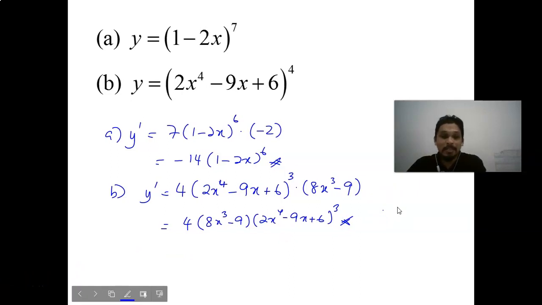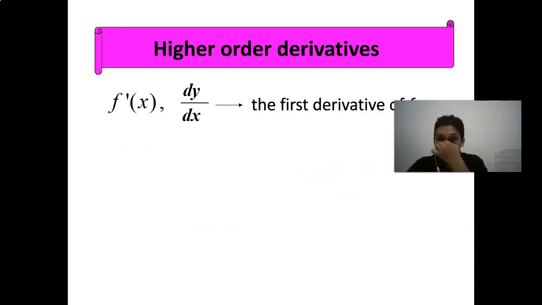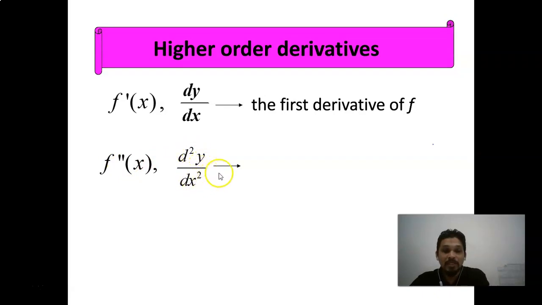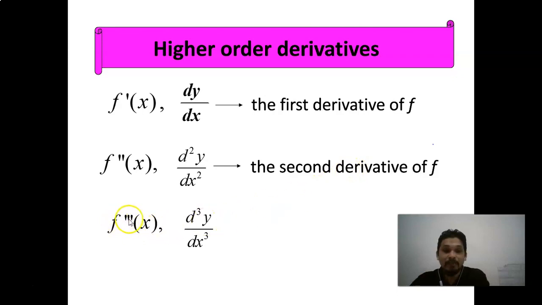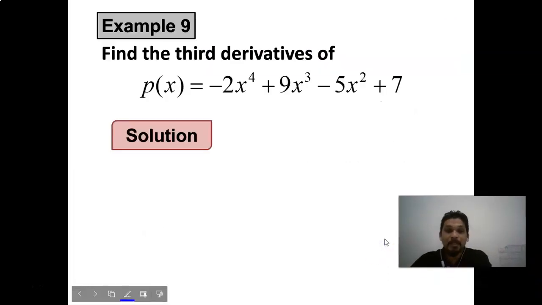Okay, next. Higher order derivatives. f prime of x equals dy/dx, which is the first derivative of f, then f double prime or the second derivative of y with respect to x, and f triple prime or the third derivative of y with respect to x. So for this one here, now find the third derivative of this.